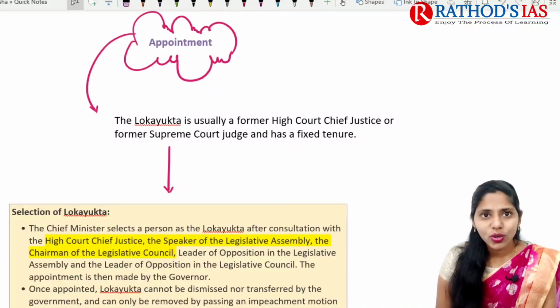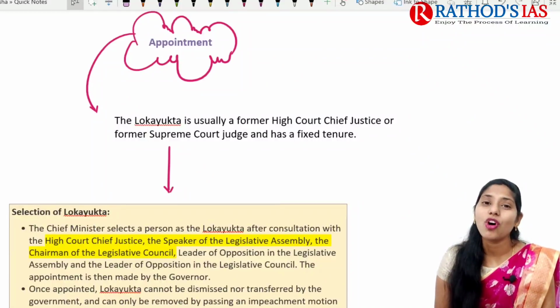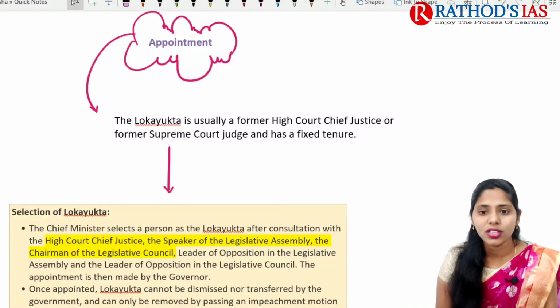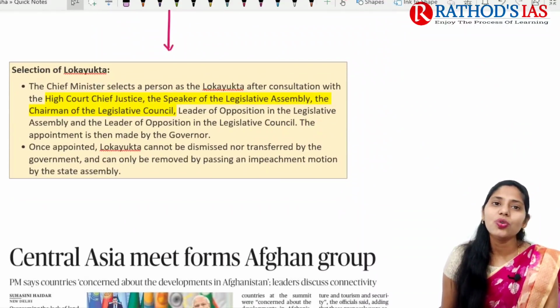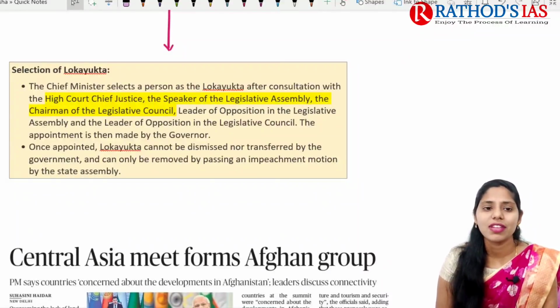So who will be the Lokayukta? For example, a former High Court Chief Justice or former Supreme Court Judge, and they will have a fixed tenure. So who will select this? We will have a committee.